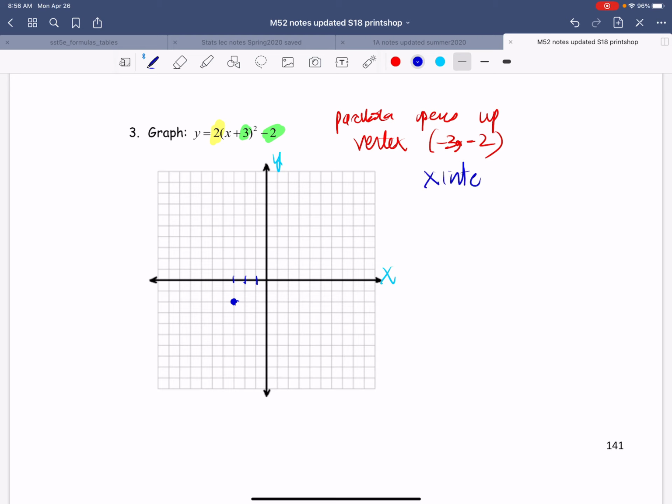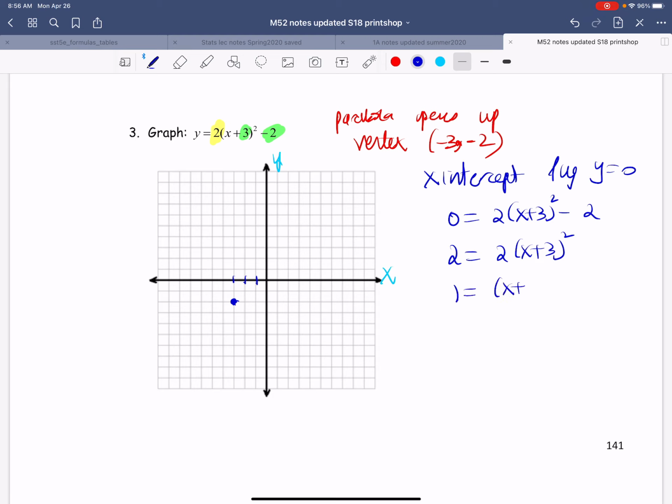To find the x-intercept, we plug in y equal to 0. So 0 equals 2(x + 3)² - 2. Go ahead and solve this equation. The 2 goes to the other side, and that turns out to be 2 divided by 2, so 1 is equal to (x + 3)². Go ahead and take the square root on both sides. That would be plus or minus 1 equals x + 3.